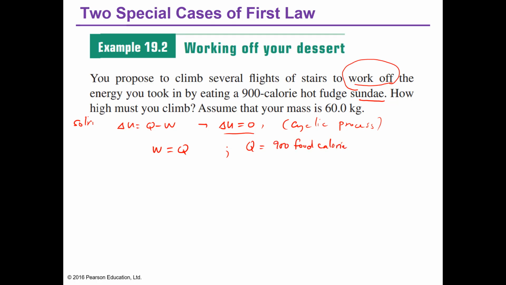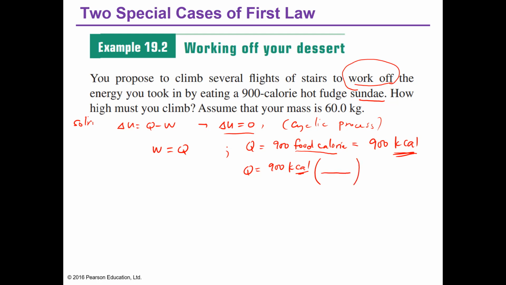Take note that this is 900 food calorie. If you convert this to calories, this is equal to 900 kilocalorie. Take note of that. 1 food calorie is equal to 1 kilocalorie or 1000 calories. So therefore, we will use Q equal to 900 kilocalorie for the calculations. Okay? And since the unit of heat is joule, you also need to convert calorie into joule.